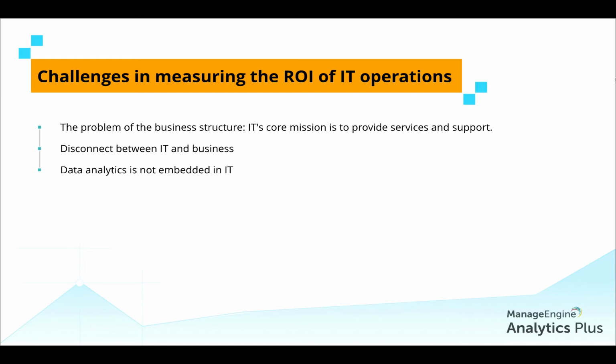Now, why is that? It's primarily because of the way business is structured. The core mission of IT is to provide support and services and ensure that things are working as they should. But this makes for a huge disconnect between IT and the business. Since most of the business benefits delivered by IT can't be quantified, they're often not taken into account. For instance, let's say the IT team works day and night to avoid a major network disruption. In the eyes of the business, everything is as it is because they didn't have any hindrance to their work.